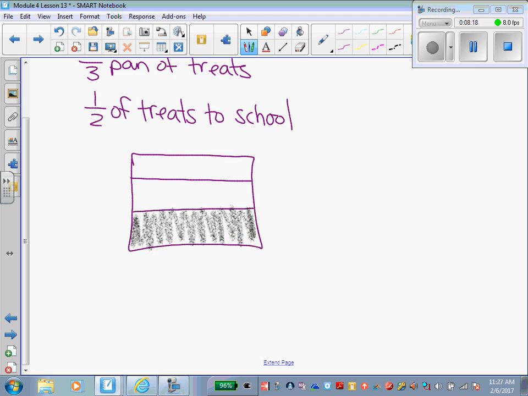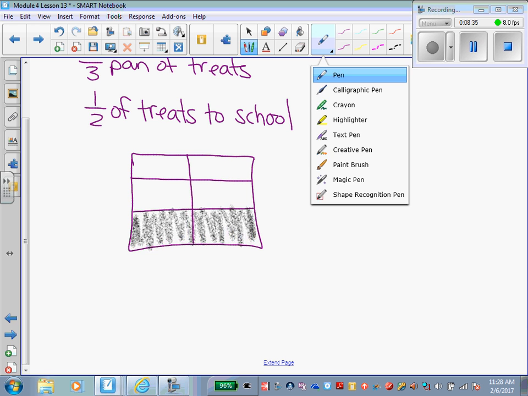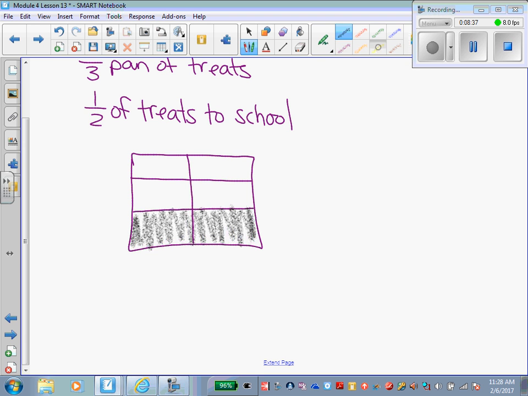Very good. So I can now take my pencil or my pen, and I can divide this whole pan into half. But I'm only focused on the amount that she has. So I'm going to take my crayon, and I'm going to use a different color, and I'm now going to shade in the 1/2 of that third.